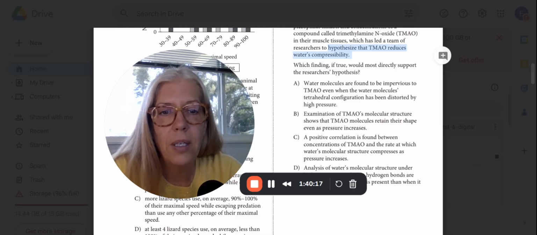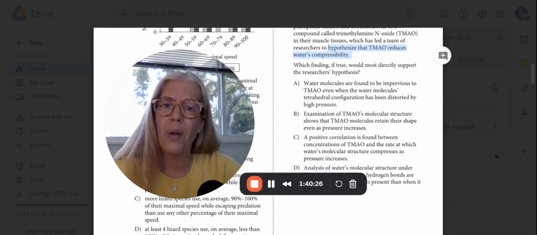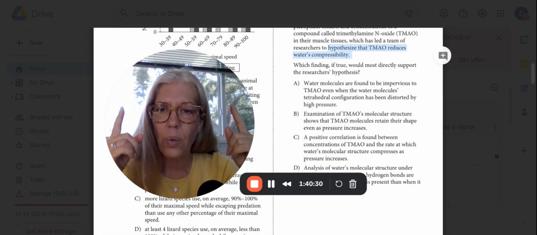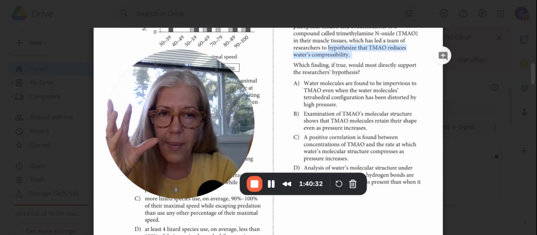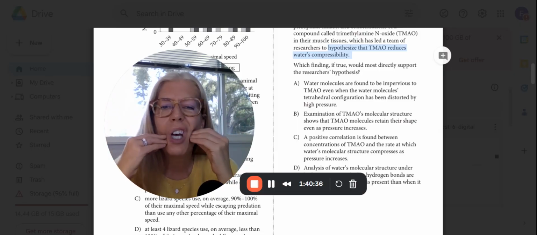What would it matter about the TMAO's molecular structure? Doesn't it only matter about the molecules retaining, not the TMAO molecule? No. Okay, it's not the TMAO molecules, it's the water molecule. It's the H2O. The TMAO is helping it not get. I don't like that one.